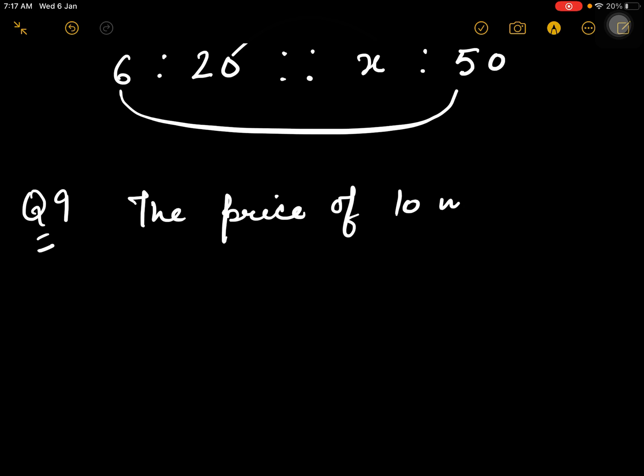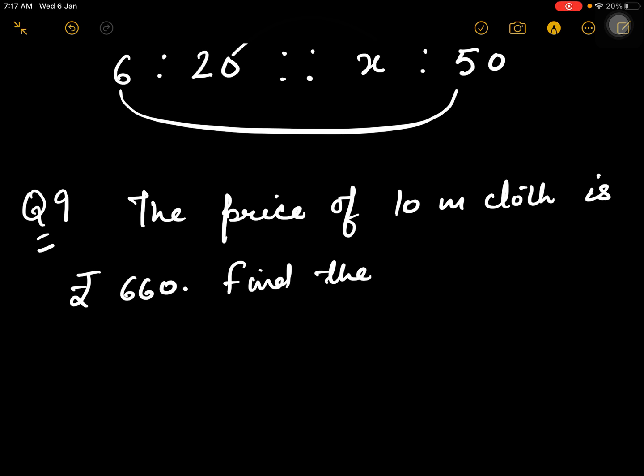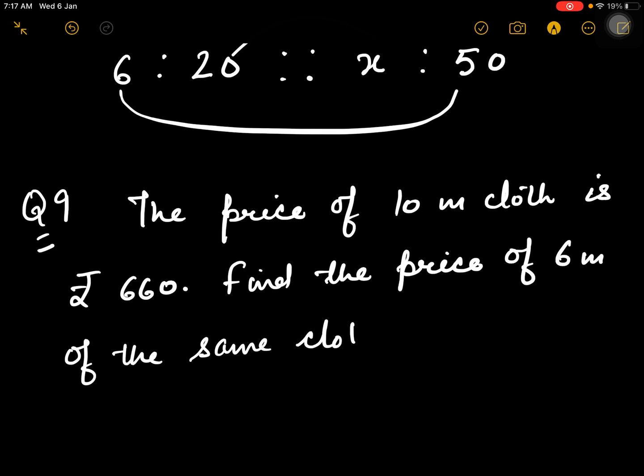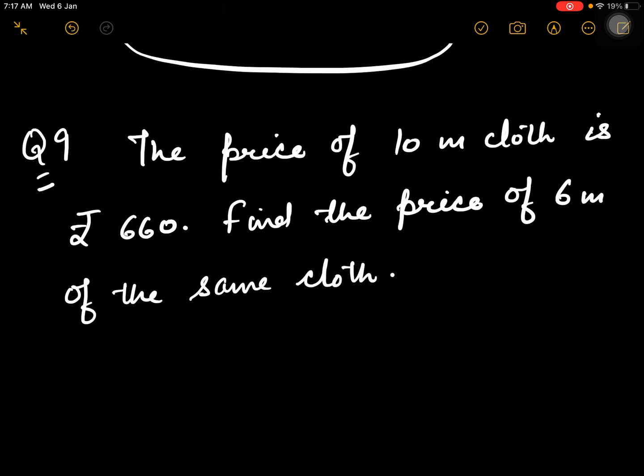The price of 10-meter cloth is rupees 660. Find the price of 6 meter of the same cloth, meaning same proportion, same ratios. In the first statement we have been given the length of cloth and its cost. In the second statement the length 6 meter is given and we have to find the price.